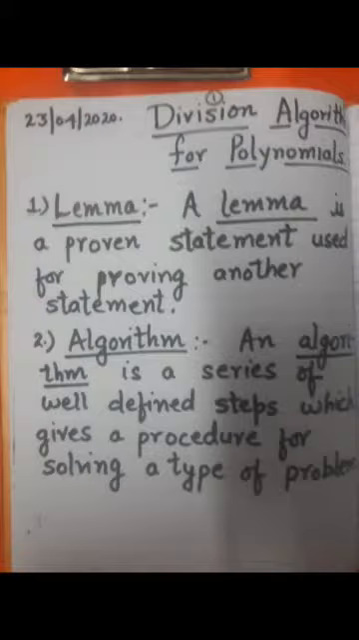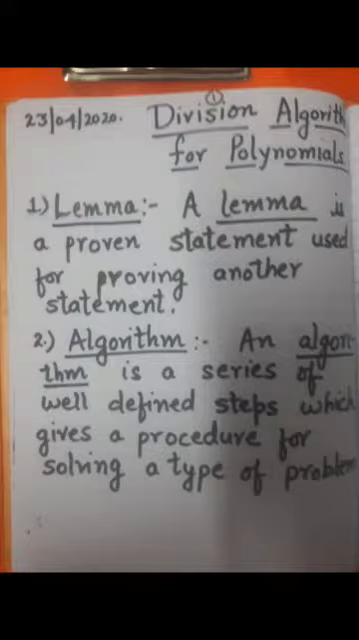Now we are coming to algorithm. An algorithm is a series of well-defined steps which gives a procedure for solving a type of problem. You can compare it to this: suppose we have to reach the first floor, then we have to move through the stairs, and say the number of stairs is n. Those steps taken together form an algorithm.